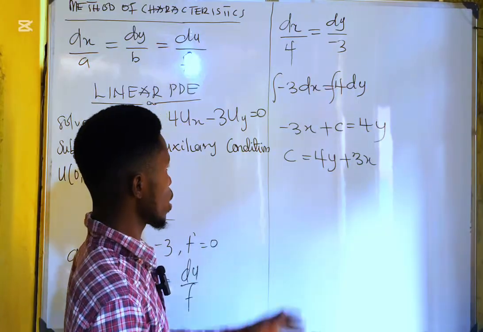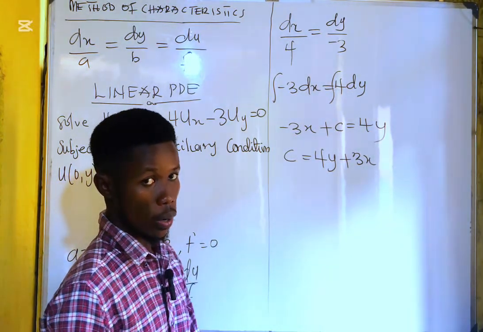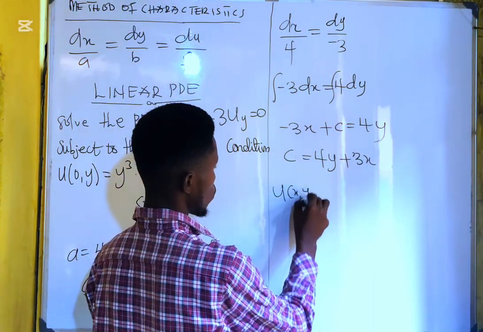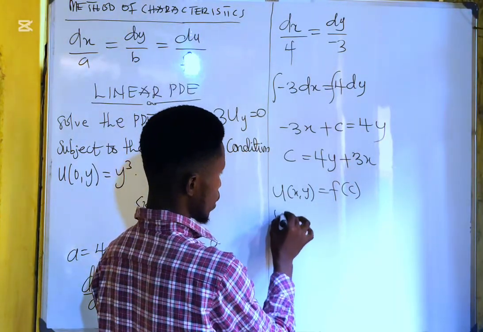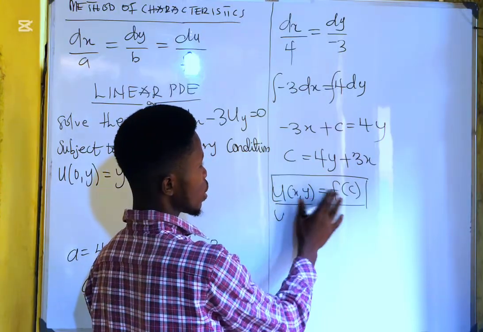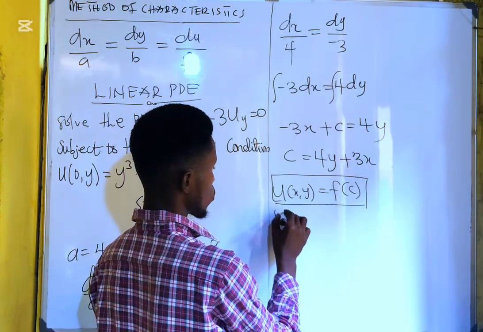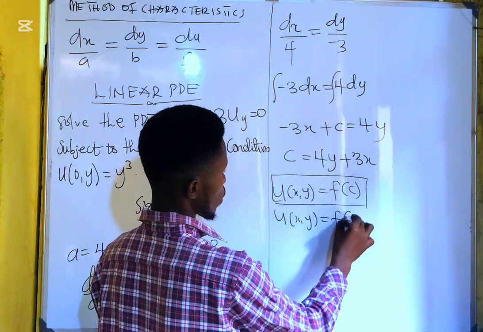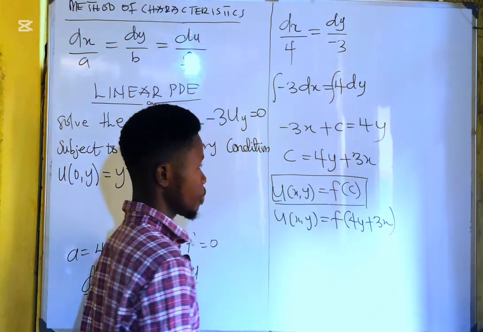Now, you also know that you need to get the function u. So this is the definition. The function u is always equal to a function of the constant. Take note of this definition. Anytime you solve this and get your c, the function u is equal to a function of the constant. So u will be equal to f at 4y plus 3x.